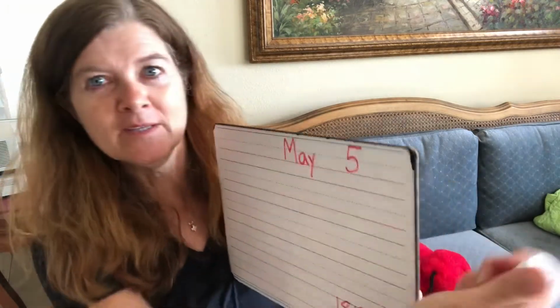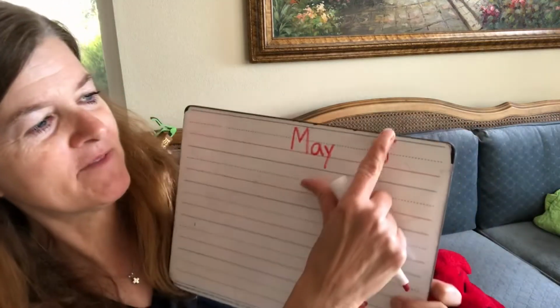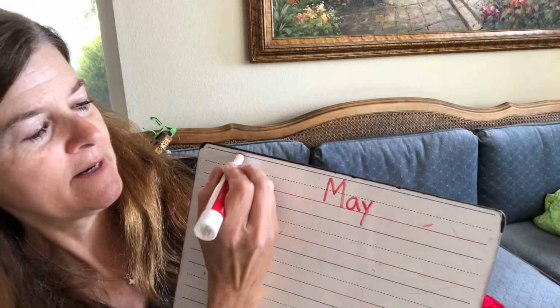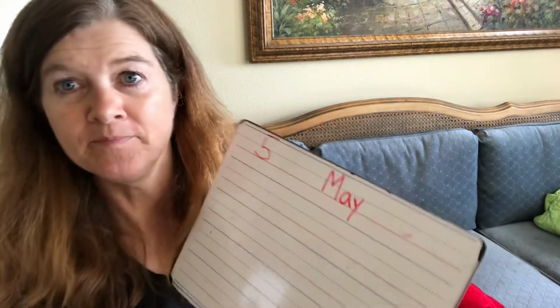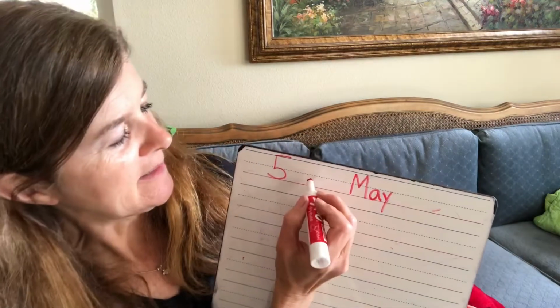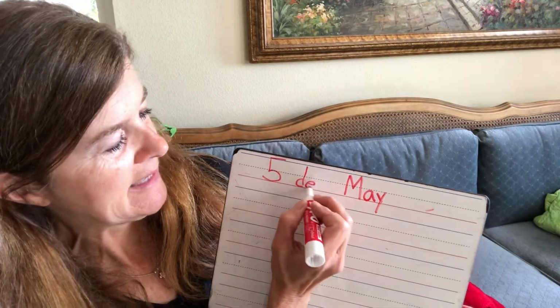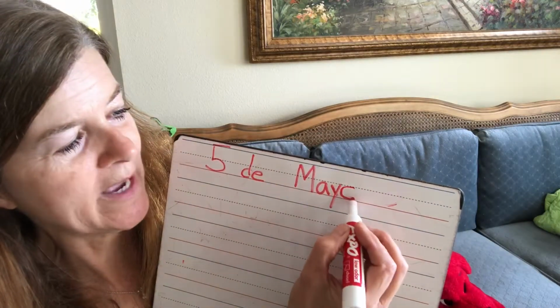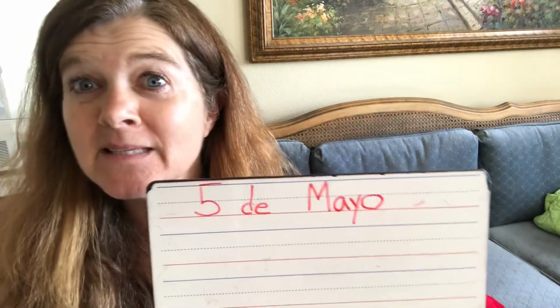I'm going to teach you how to say May 5th in Spanish. So watch this. I'm going to take the 5 and move it over here. Cinco, mira. 1, 2, 3, 4, 5. And here I'm going to write a little tiny day. And I'm going to take May and put an O at the end. And now it's not May, now it's Mayo.